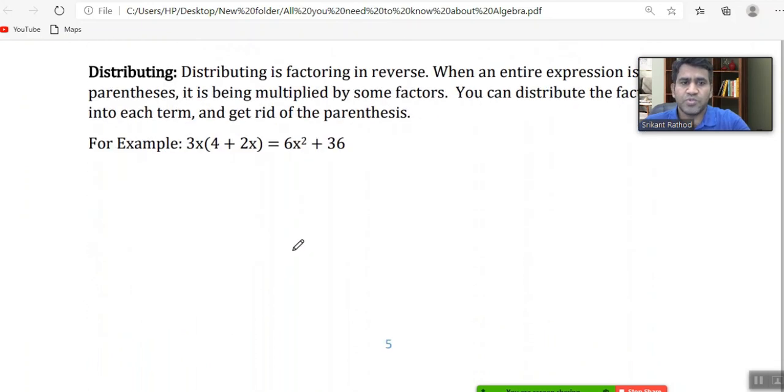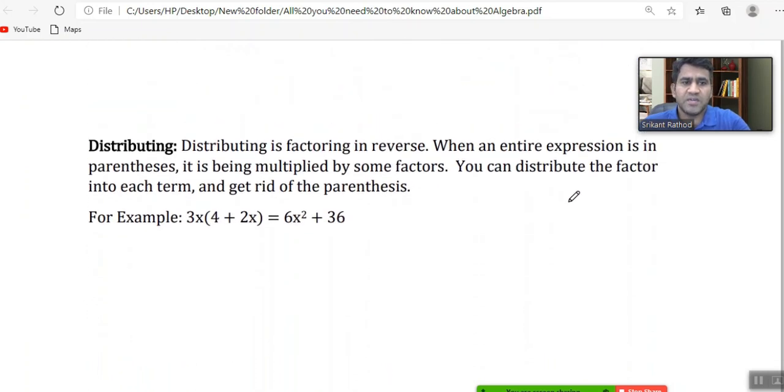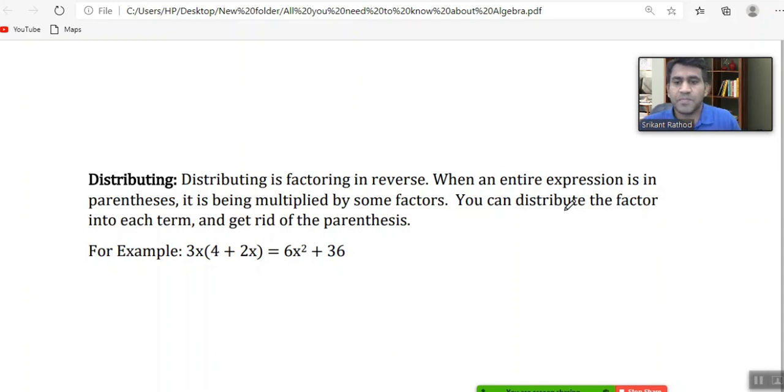Okay, now let's move to the next topic, that is distributing. Distributing is factoring in reverse. It's the opposite of what we do in factoring. When an entire expression is in parentheses and is being multiplied by some factor, you can distribute that factor into each term and get rid of the parentheses. So this is the rule we follow when we distribute terms.